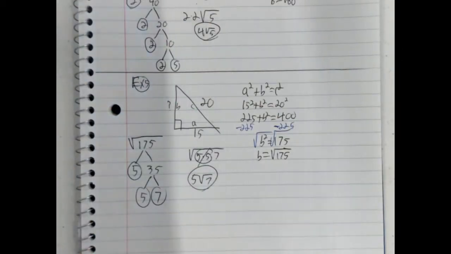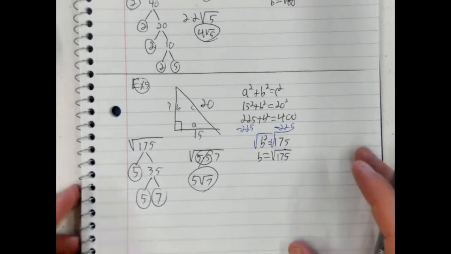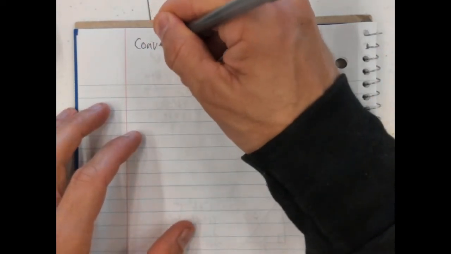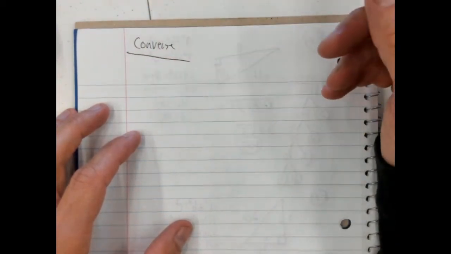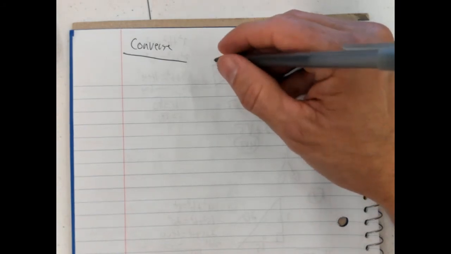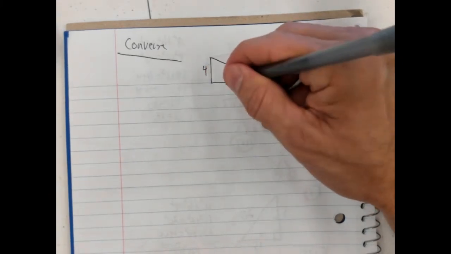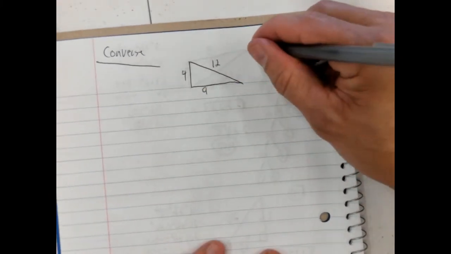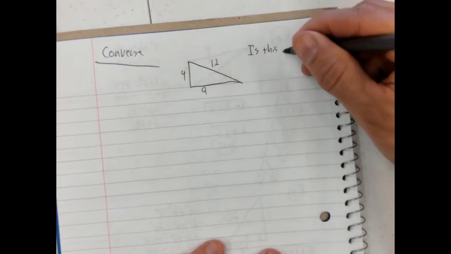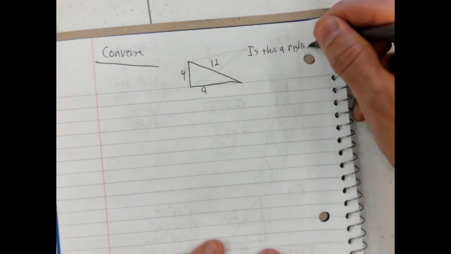However, I want to go over the converse with you. It shouldn't take too long. The converse is literally switching things around. That's what converse means, aside from shoes, okay? It's when you want to show whether or not something is a right triangle. Because if a triangle is right, then the Pythagorean Theorem would function. That's the converse, essentially. Let's do an example of what I mean, and I think that'll make more sense. Let's say we have a triangle, and we're trying to determine whether or not it is a right triangle. Is this a right triangle?